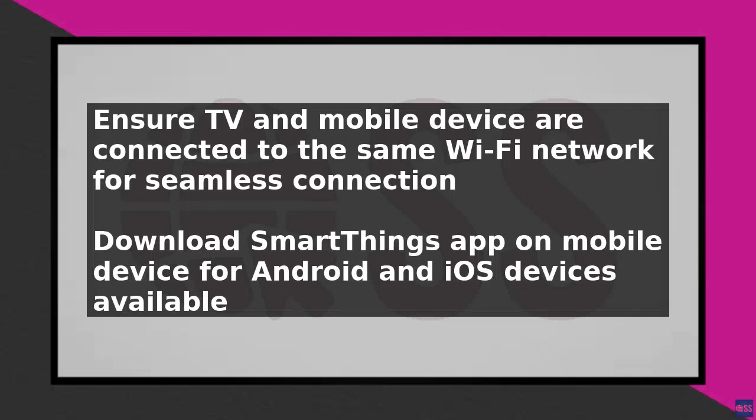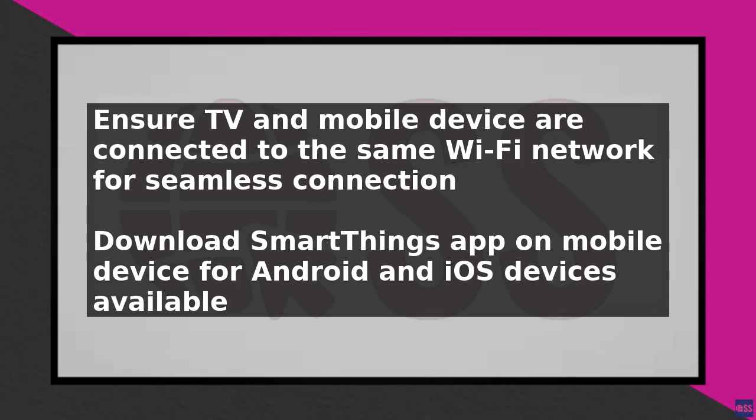To use Smart View on your Samsung TV, start by ensuring your TV and mobile device are connected to the same Wi-Fi network. This is crucial for a seamless connection. Next, go to your mobile device and download the SmartThings app, which is available for both Android and iOS devices.